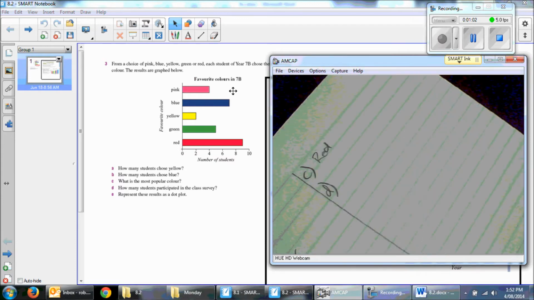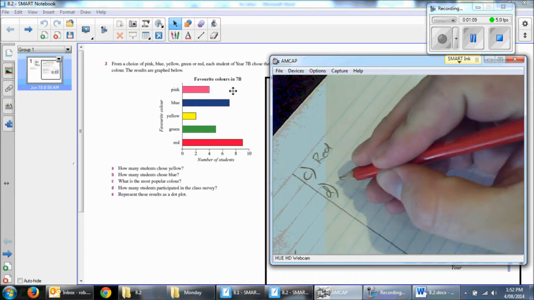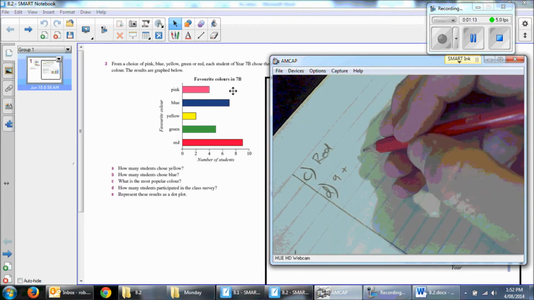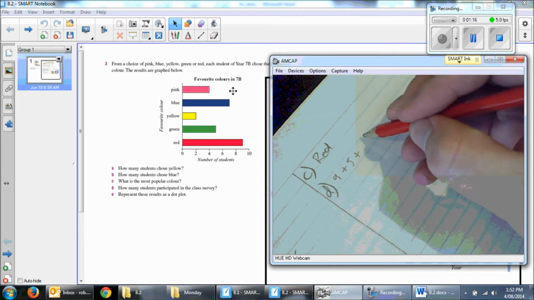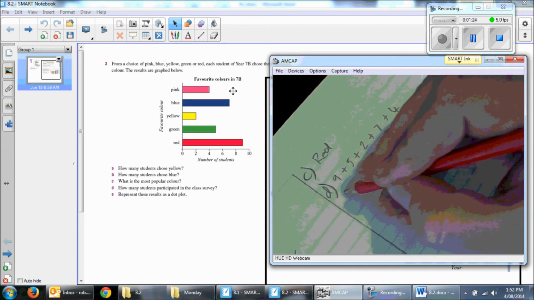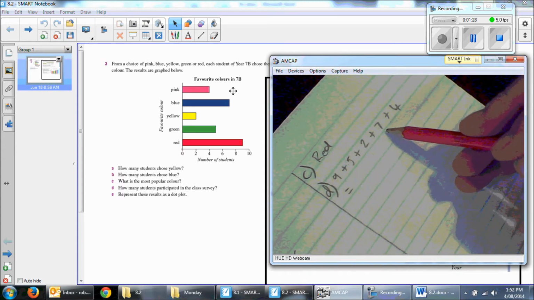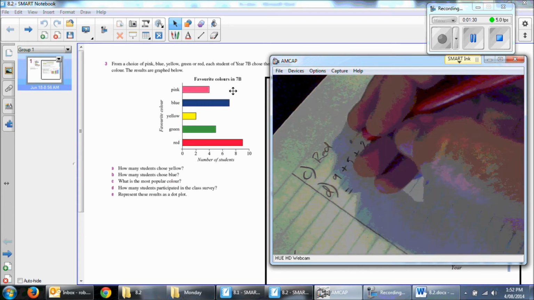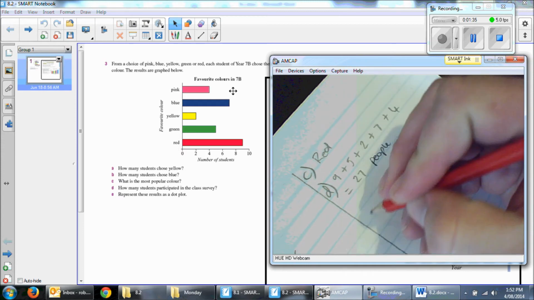And D, how many students participated in the class survey? All right, let's just go through it. 9 people chose red. 5 people chose green. 2 yellow. 7 blue. And 4 with pink. So if we add all of those up, we had 7 and 7, 14, 23, 27 people. So it's 27 people in 7B.